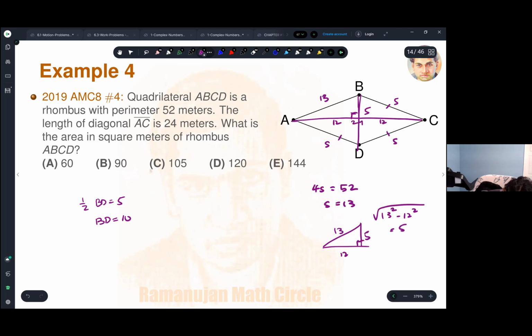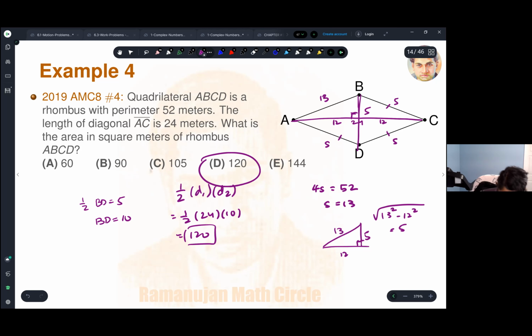They're asking for the area of the rhombus. If you remember, the area of a kite, and the rhombus special case, is half D1 times D2. And so it would be half times 24 times 10. So that's 120. So our answer would be 120.